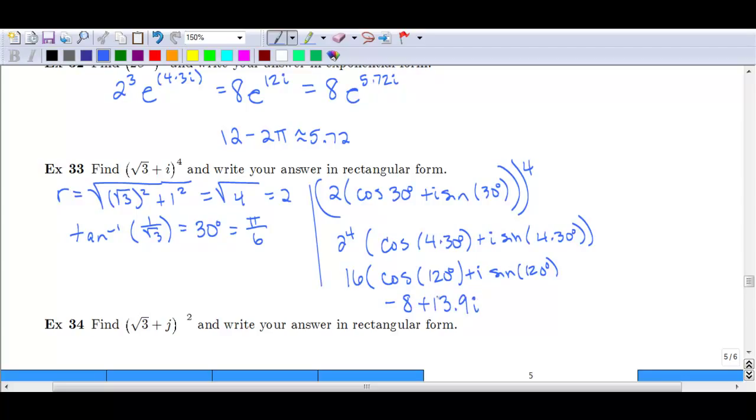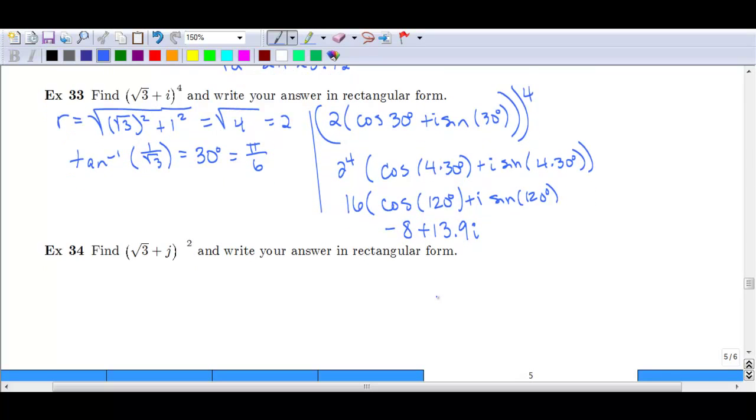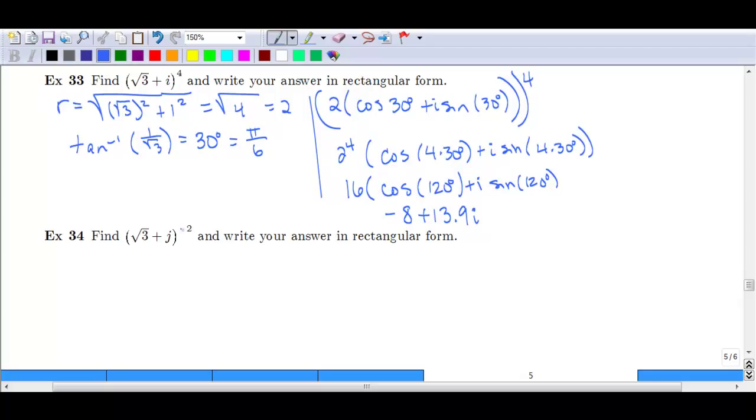So that's just another way of getting to the answer. Again, in this case, it's probably about the same amount of work as going through and foiling everything out. But if it was any higher exponent, this would be a preferable method for finding the power of the quantity square root of 3 plus i. This is also helpful when we're dealing with negative exponents.